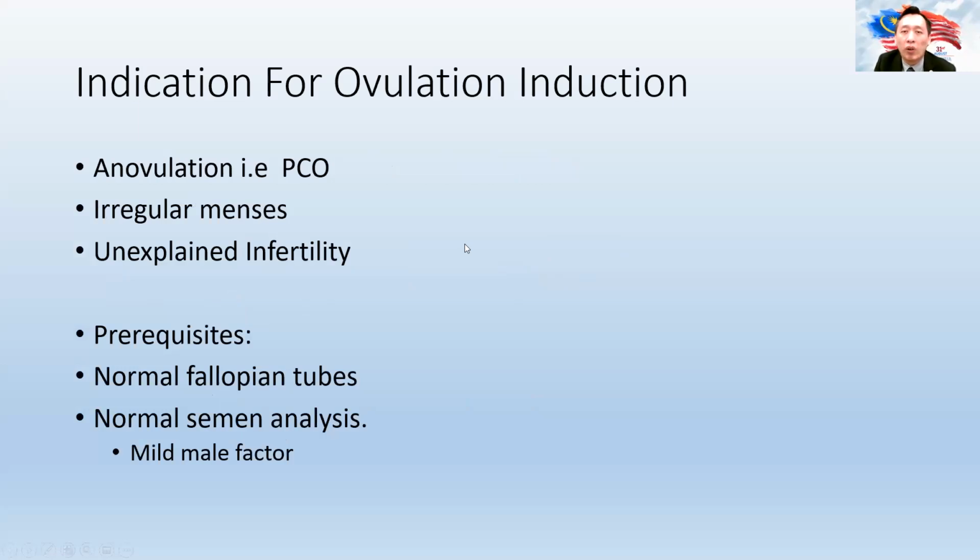So the indications for ovulation induction are normally anovulation, for example polycystic ovary, ladies with irregular menses, and unexplained infertility. What is the prerequisite for giving an ovulation induction agent? The fallopian tube must be normal, and the sperm analysis, the male factor, must be adequate, which means the sperm count is about 10 to 15 million.